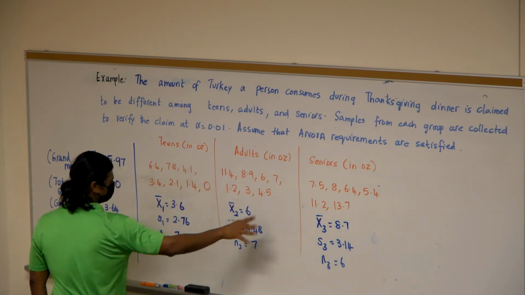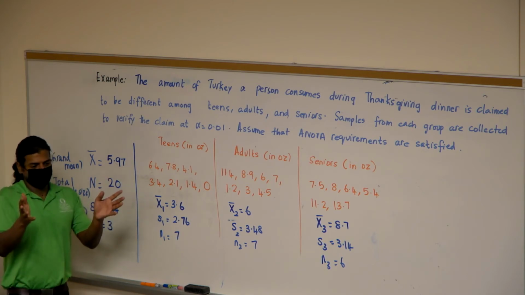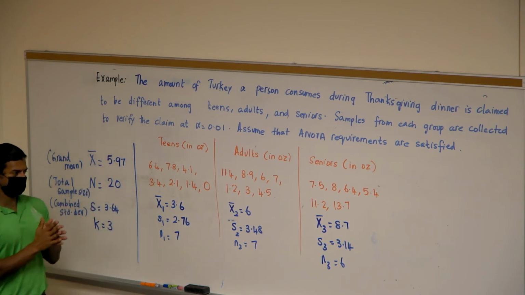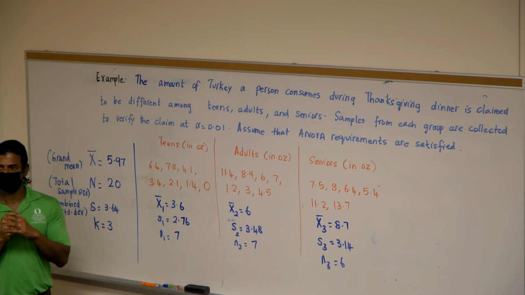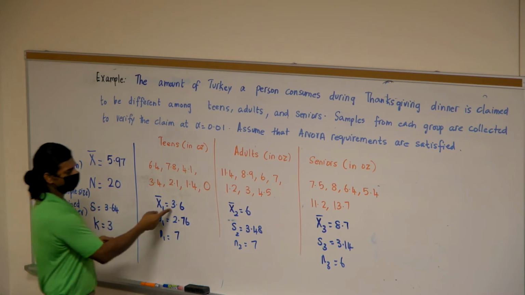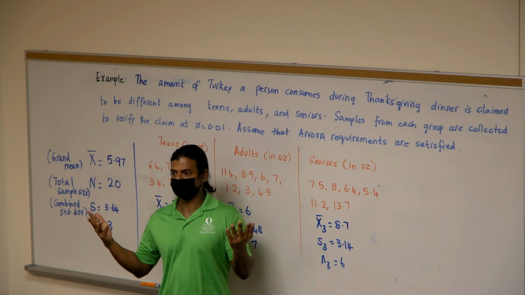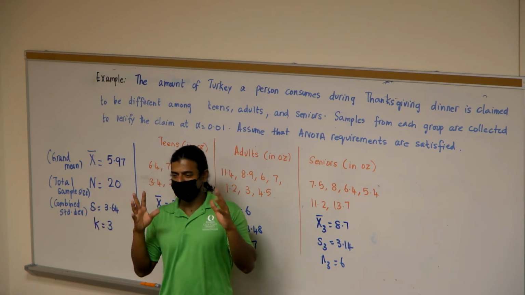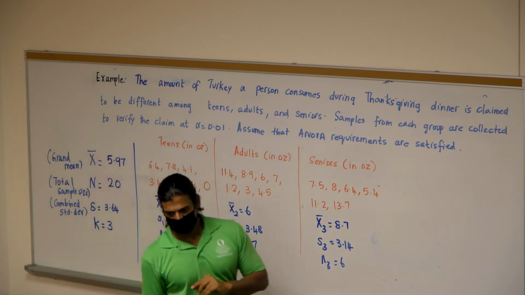Good. Do you believe that things are different? Do we see differences? Let's just take a guess. When we complete this ANOVA, do you expect the ANOVA to reject or not reject? What are you leaning toward? Do we see differences? 3.6, 6, 8.7. Do you believe that they are significantly different? Maybe. Maybe not. We are setting a level of 0.01. We'll just wait and see what happens.